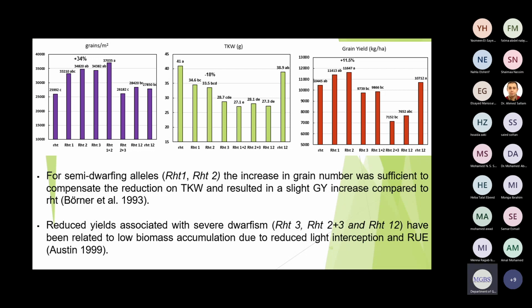Regarding grain yield for RHT1 and RHT2, the increase in grain number was sufficient to compensate that reduction in single kernel weight and resulted in higher yield compared to the wild type. In the case of the extreme dwarf genotypes, due to the lower biomass accumulation, the yield was reduced, also explained by reduced light interception and radiation use efficiency.